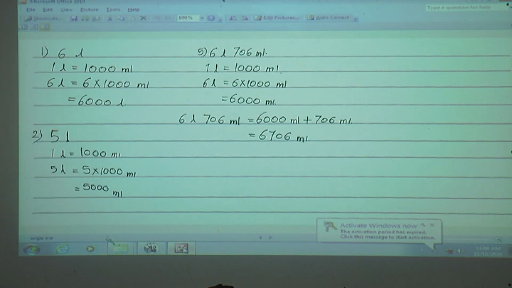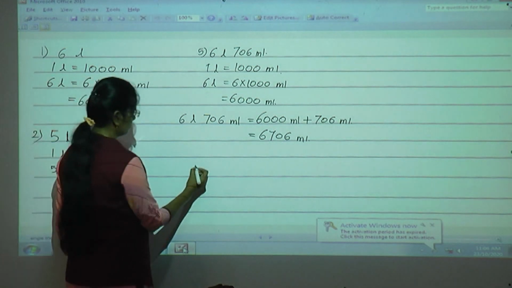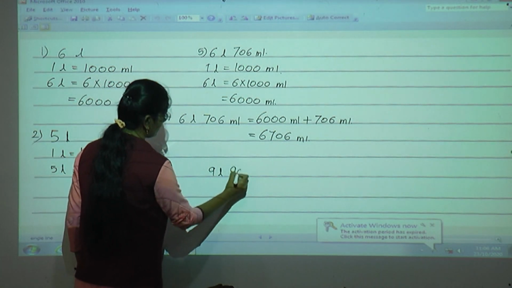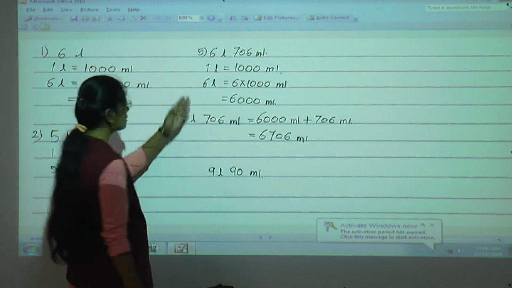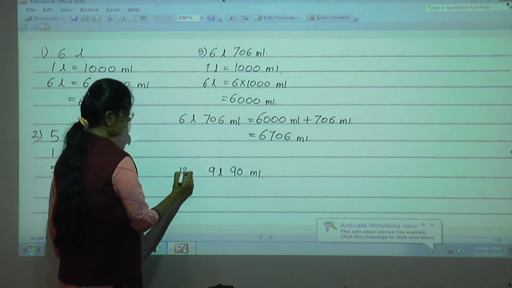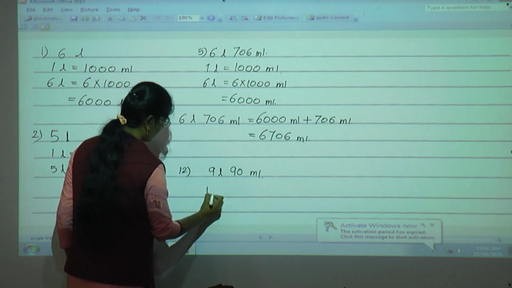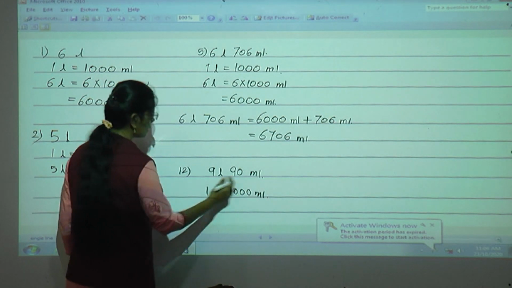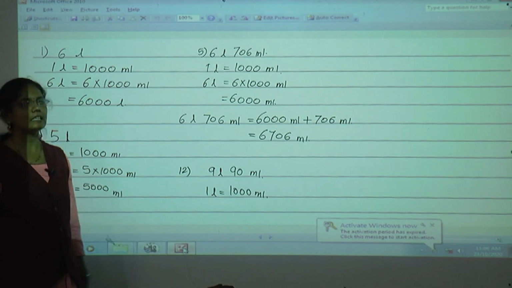One more example we will take. See the last example. 9 liter and 90 milliliter. In the same way we have to solve this example. This is the 12th example. What is the first step? 1 liter is equal to what? 1000 milliliter. Now here in this example we have 9 liters.